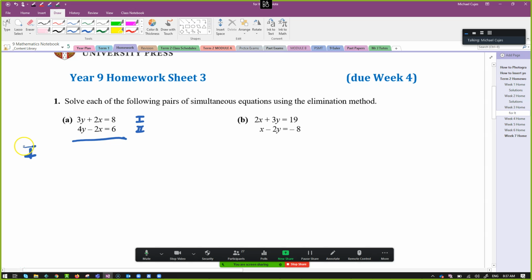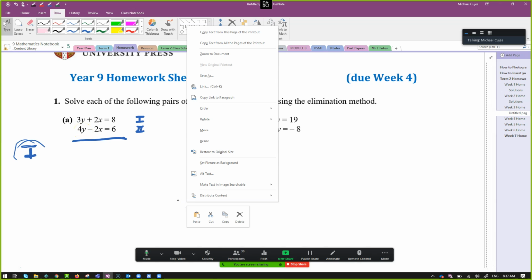I want to solve these equations using the elimination method. So the first thing I'm going to do here is add those two equations. You see if I add them, the x's are going to disappear.